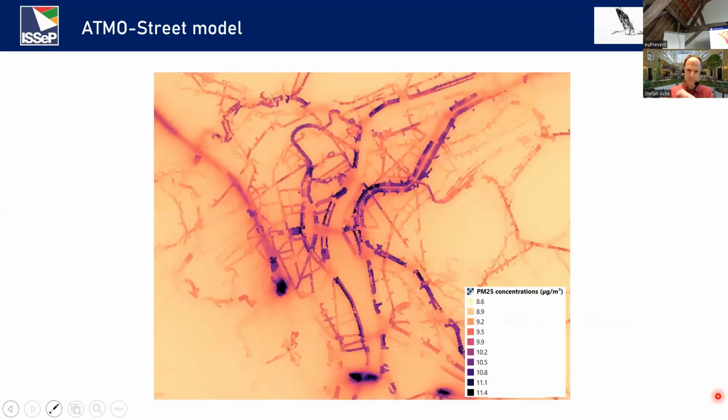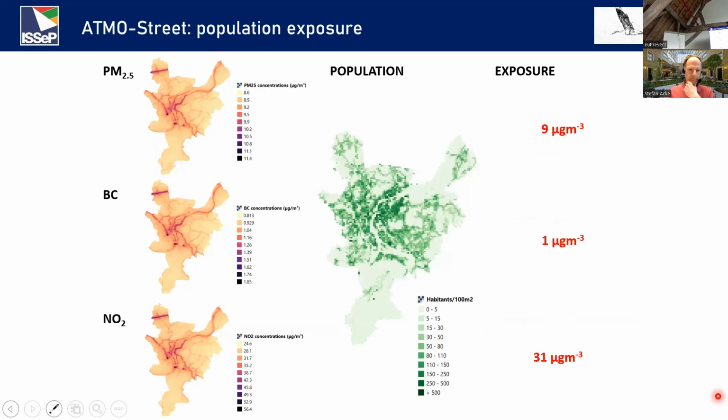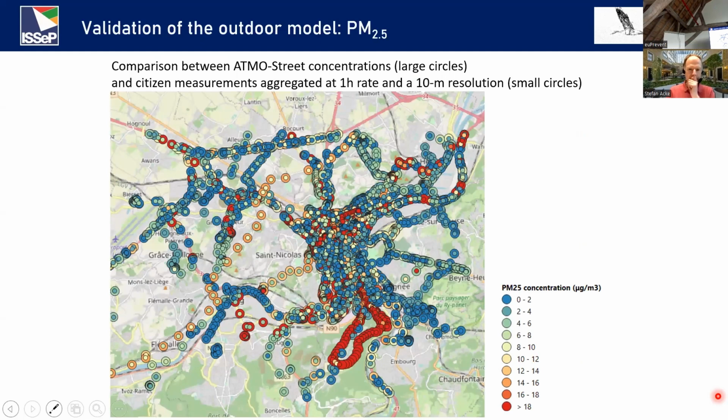And if we zoom in, you can see the city center of Liège, and notably a very high peak of concentration at the entrance of the Tunnel de Cointe, the big tunnel in Liège. And we made the same exercise for the regional air quality network. We estimate the population exposure from the simulation of the concentration using Atmosphere, and we have 9 micrograms per cubic meter for the PM and also 1 microgram per cubic meter for black carbon. And then we try to compare the simulation with Atmosphere with the citizen measurement.